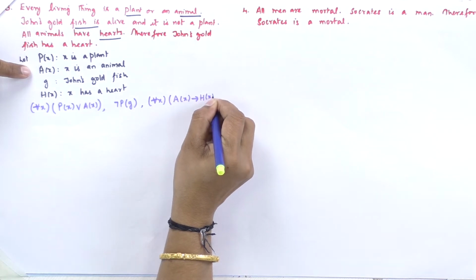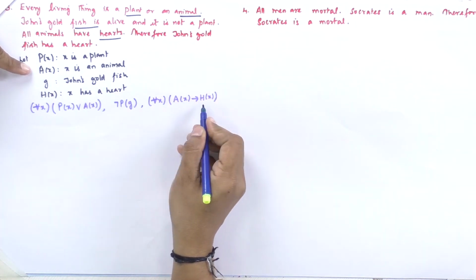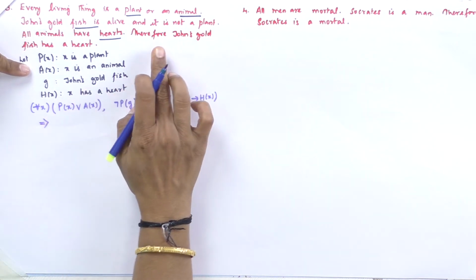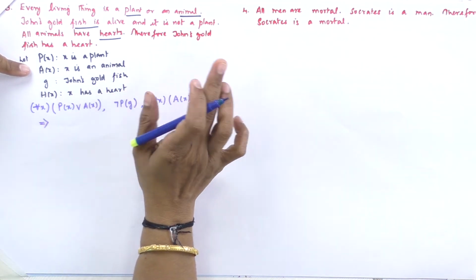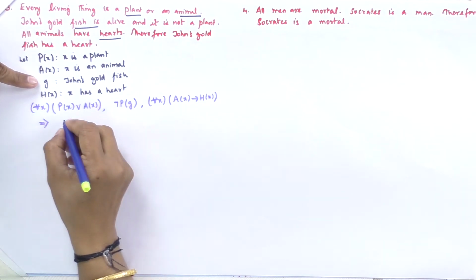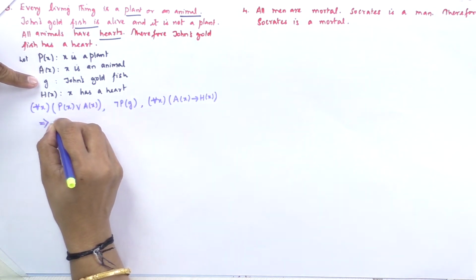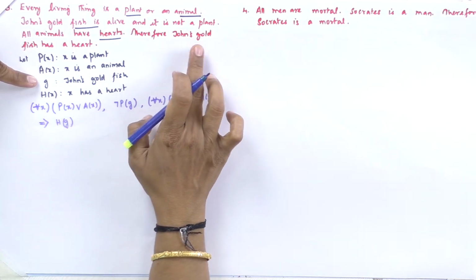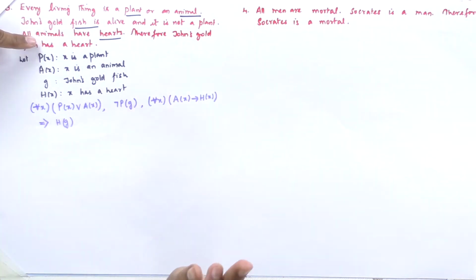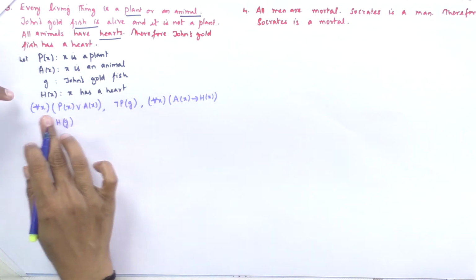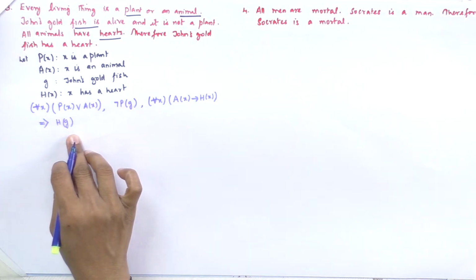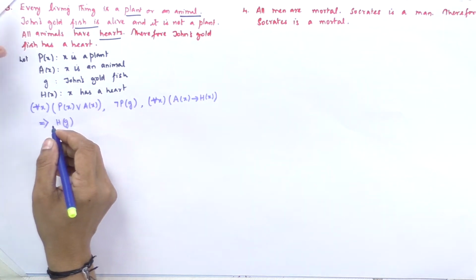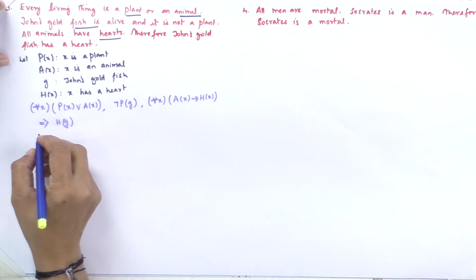So fine. It is an if-then condition. So this should imply, therefore, John's goldfish has a heart. John's goldfish, it is G, has a heart. We have to denote it as H of G. Therefore, John's goldfish has a heart. So this is how we will be denoting it. These are the premises we have got from the statement. And now let us see whether the given statement is a valid statement or an invalid statement.